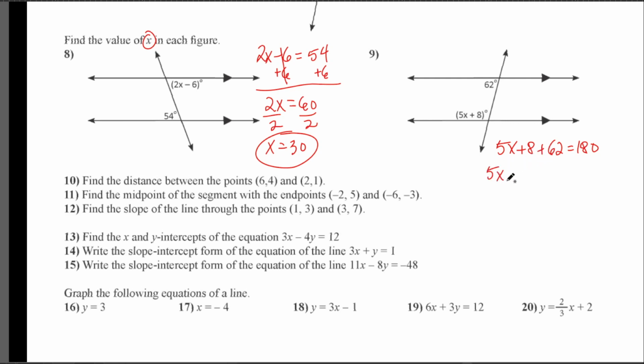So 5x plus, what's that, 70? Equals 180. And then it's the same step as we did over here. So I just subtract 70 from both sides. And I get 5x equals what? 110. Divide by 5. What's that, 22? X is 22. And that's it. That's your answer. That's what x is.